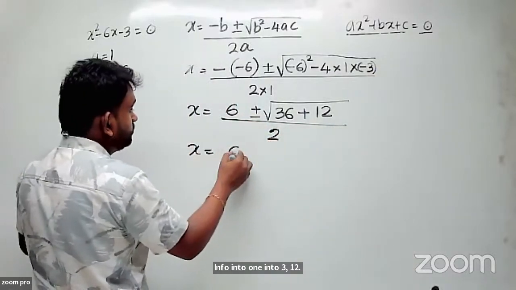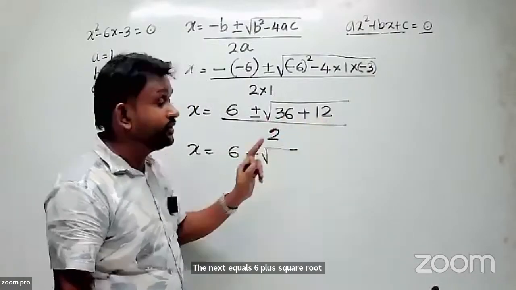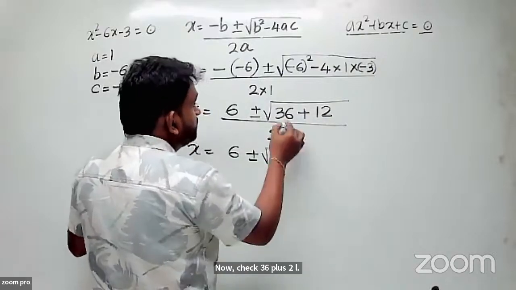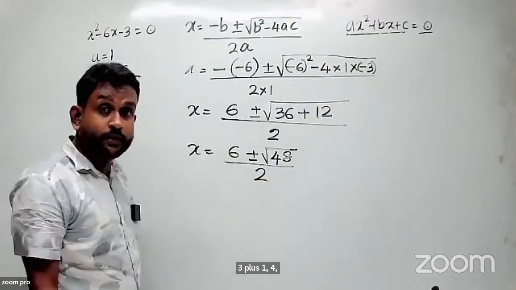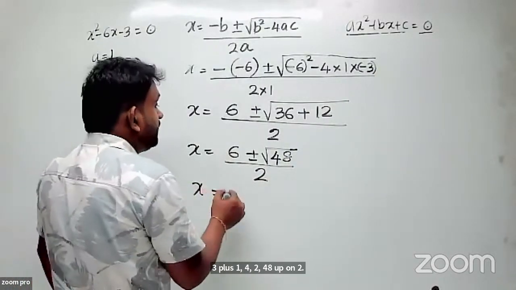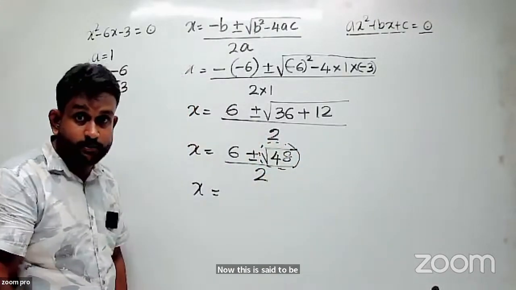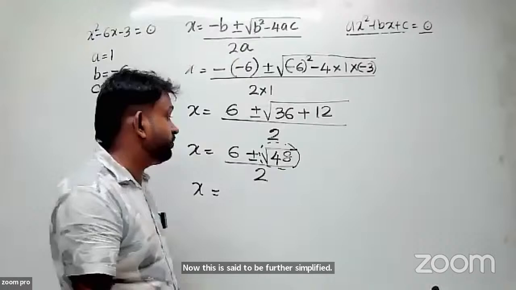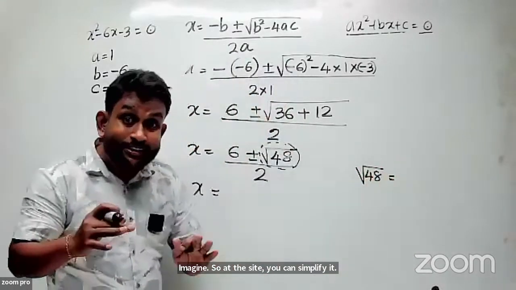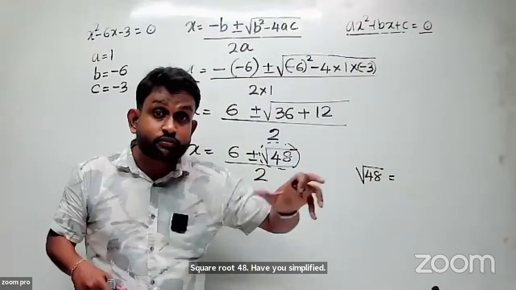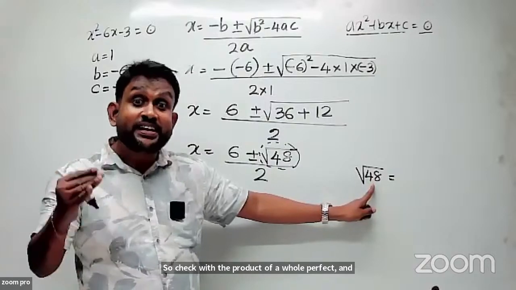Then x equals 6 plus or minus square root. Now check 36 plus 12, 48, upon 2. Okay, now this has to be further simplified. At the side you can simplify it. Square root 48, how do you simplify? Check it as a product of a perfect square and another number. So 48 is 16 into 3.